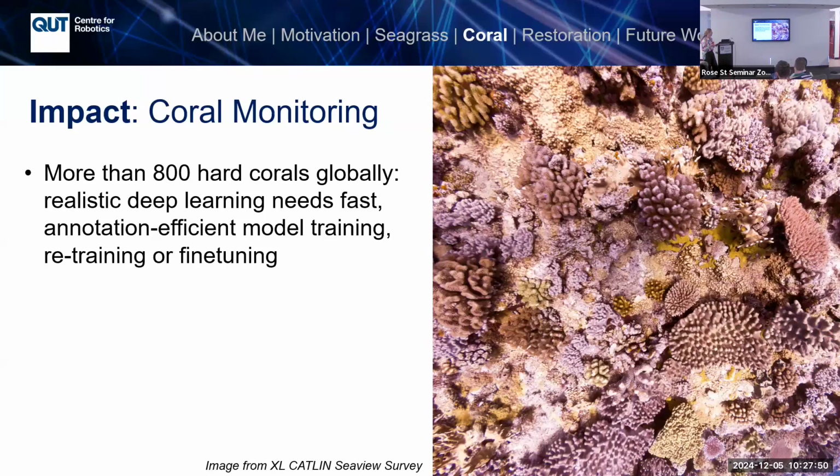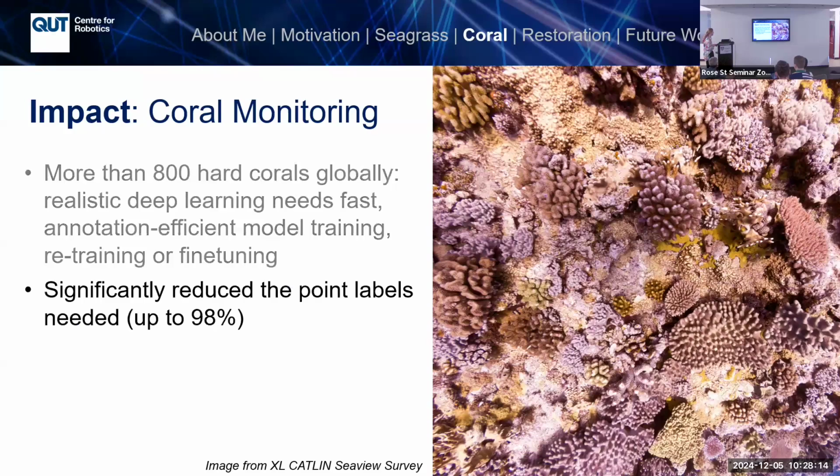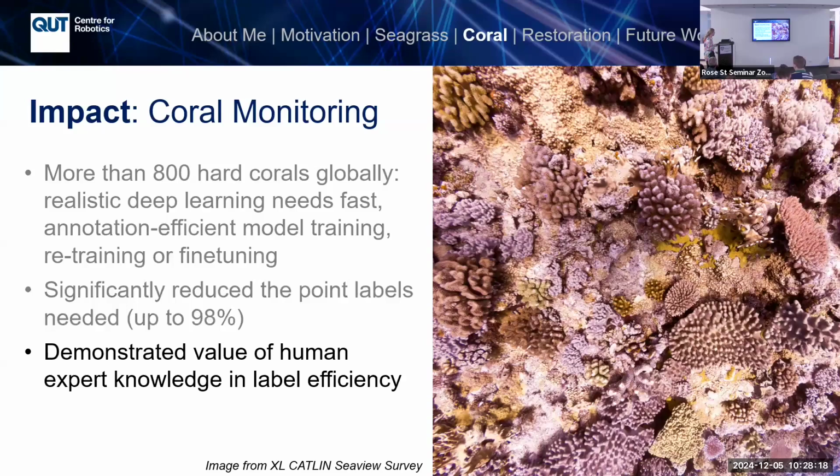I think what we need to be thinking about is how can we design methods that we can very quickly get up and running in a new location when we encounter some new species, and maybe step back from this idea that we're going to have one model that works in the entire world for every type of coral that we might encounter. That's really where these weakly supervised approaches come in and have their real place. And we were able to reduce those point labels significantly.